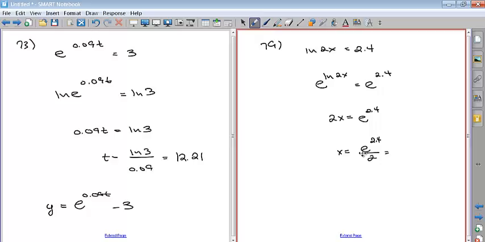So e to the 2.4 divided by 2 is 5.512. And if we go back to the original equation and we take the natural log of 2 times 5.512, we should get 2.4, which we do.